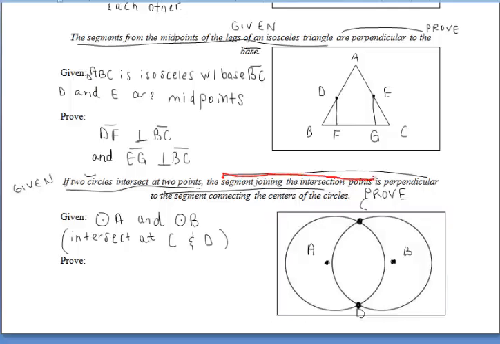And we want to prove that the segment joining the intersection points, okay, well our intersection points here are C and D, so the segment joining our intersection points is perpendicular to the segment connecting the centers. Well, the centers of my circles are A and B, so we want to prove that that segment CD is perpendicular to segment AB. The segment joining the intersection points is perpendicular to the segment connecting the centers of the circles.